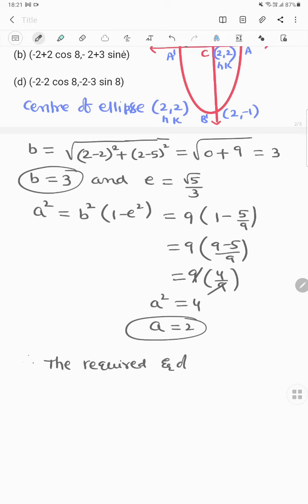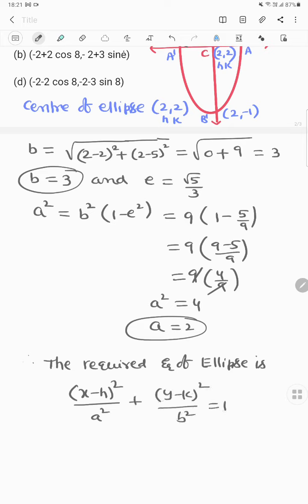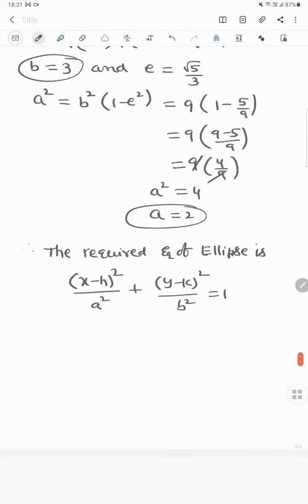equation of ellipse is x minus h whole square by a square plus y minus k whole square by b square equal to 1. First you write that equation of ellipse. After that we will calculate the parametric equations of this ellipse. So x minus h value 2 by a square means 4, plus y minus k value is 2 whole square by b square is 9, equal to 1.